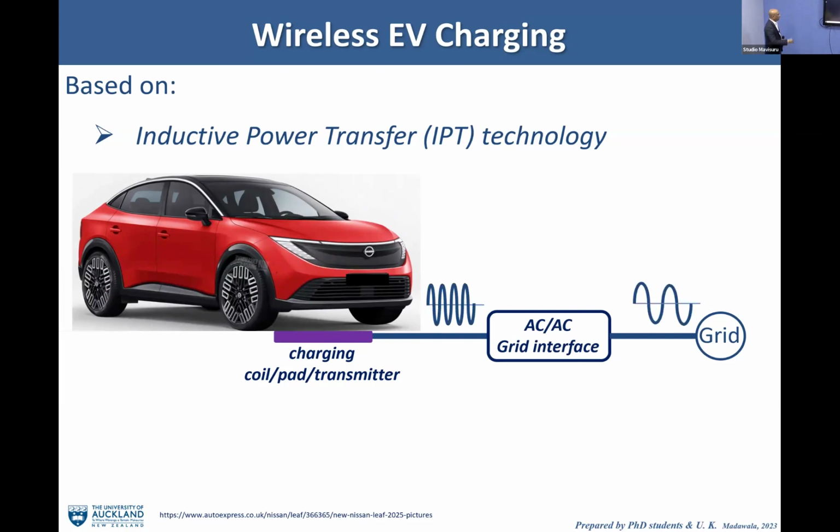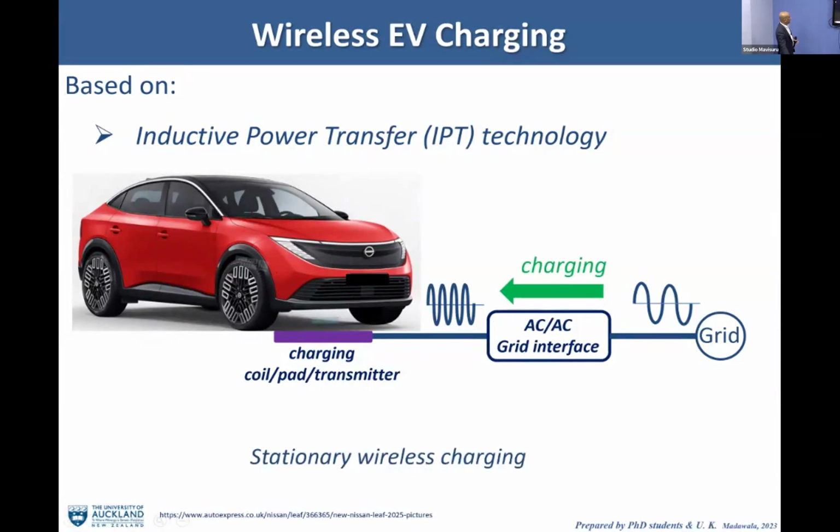Then we get the low frequency and convert it into very high frequency, standard 85 kilohertz. We excite that coil, producing a high frequency magnetic field. Underneath the car, there's another coil mounted. Through the magnetic field, power transfer takes place across the air gap. Power is transferred from the charging coil on the ground into the coil on the vehicle. This is what the car manufacturers are developing for future cars.